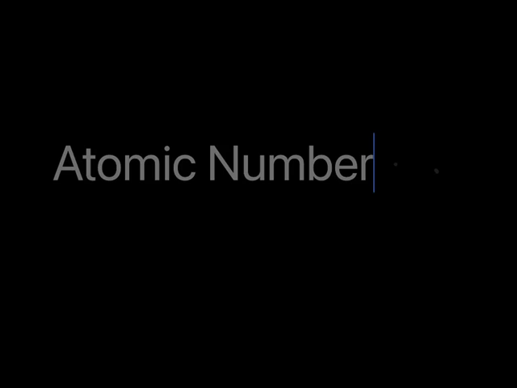Atomic number is a number that tells us what type of element something is. Electron configuration. Electron configuration means how electrons are arranged around an atom.